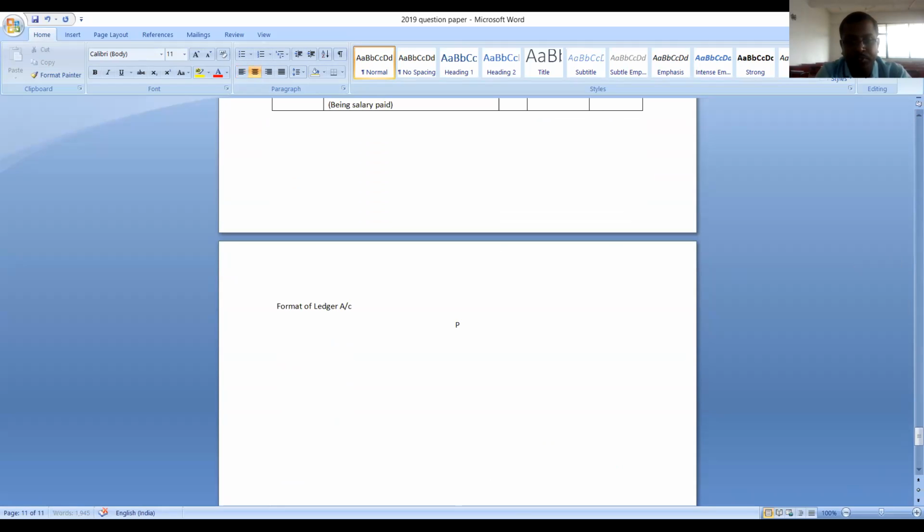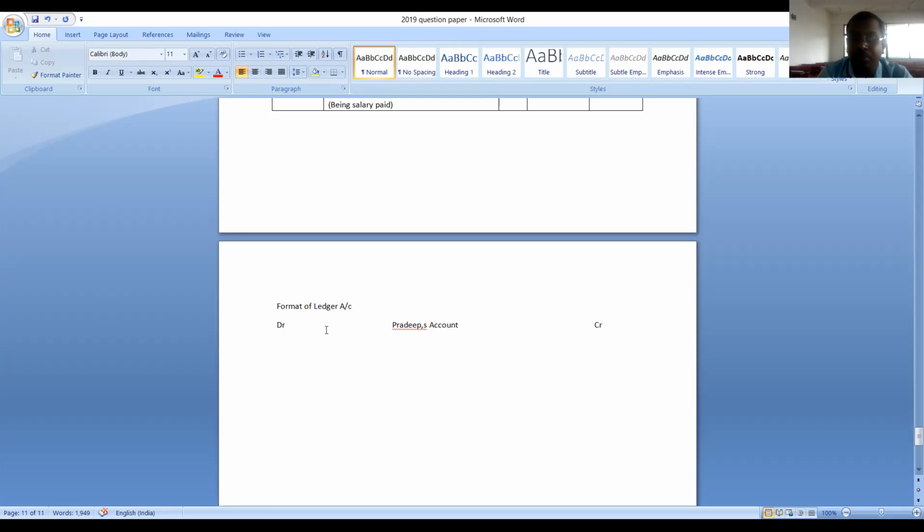For example, the name of the account is Pradeep's account. On the left hand side of an account, you should write the abbreviation of debit. Understood? And on the right hand side of an account, you should write the abbreviation of credit.